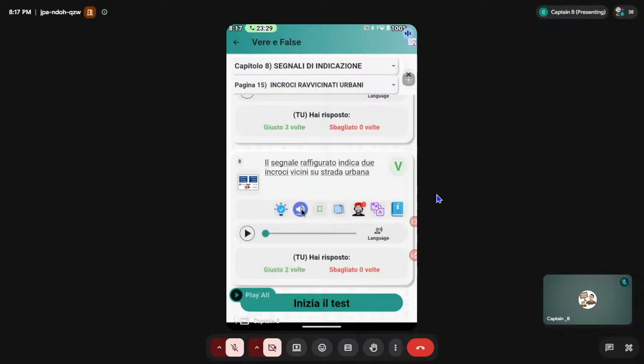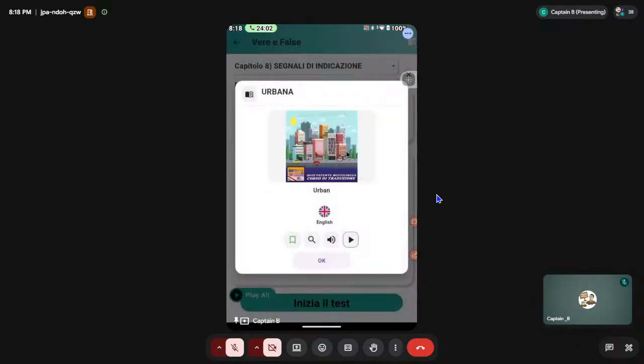Il segnale raffigurato indica due incroci vicini su strada urbana. He said this is referring to indicating two junctions close together on the road. Which side? City. This is urbana. All right, where people are living. Okay, good. Yes, it is true. The reason why it's urbana is because of the background. Look at the urbana picture here. Yeah, this is urbana, place of habitation, urban.